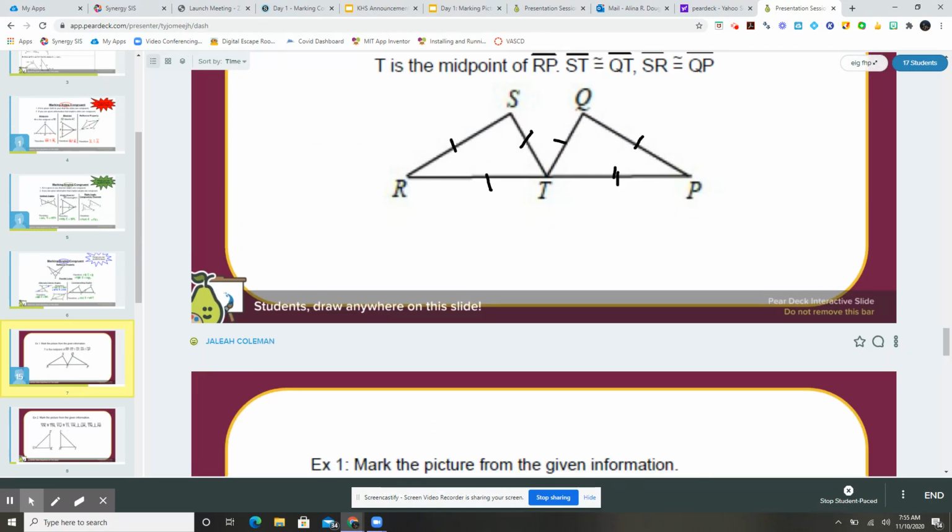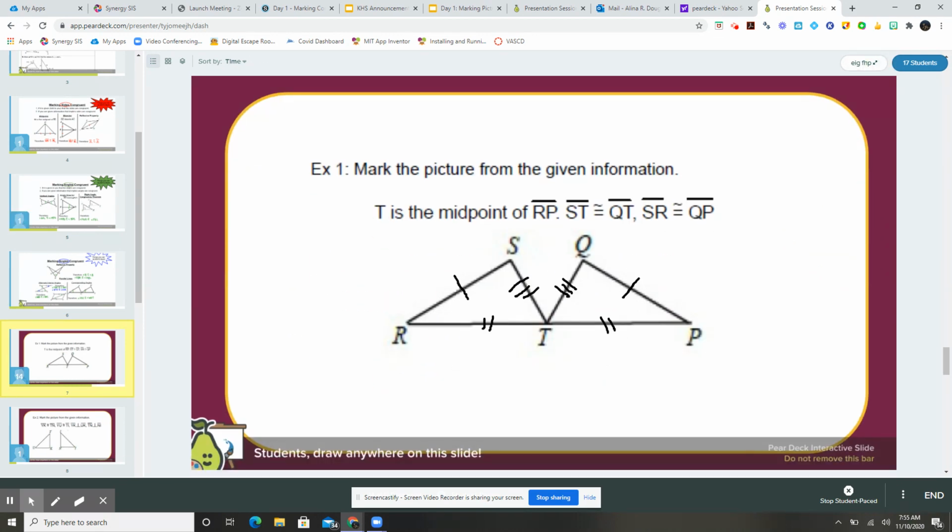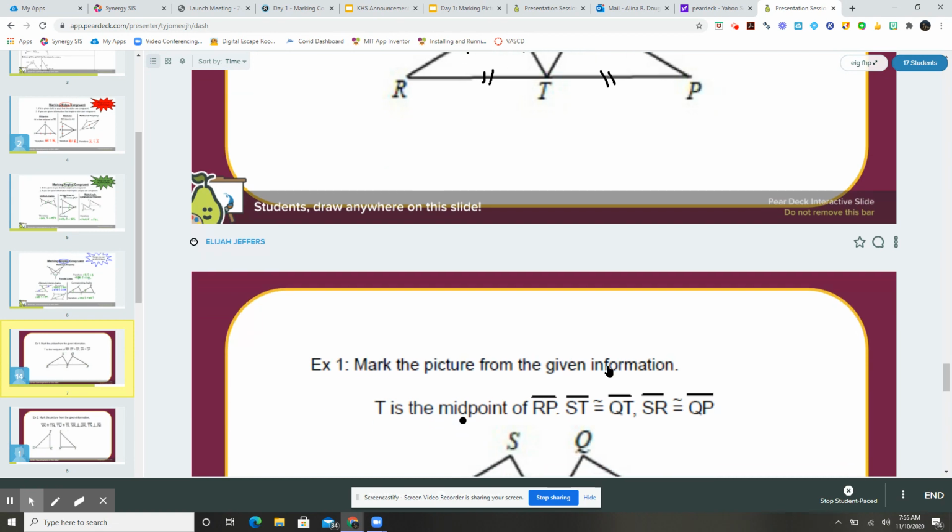Make sure you have 1 pair of sides with 1 tick mark, 1 pair of sides with 2 tick marks, and 1 pair of sides with 3 tick marks, or you use 3 different colors. If you use 3 different colors, that's fine too. Beautiful.